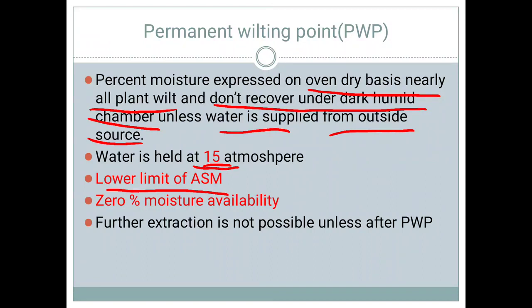Field capacity is the uppermost limit, and permanent wilting point is the lowermost limit of available soil moisture, and at that time 0% moisture is available. At field capacity 100% moisture is available, at permanent wilting point 0% moisture is available, and further extraction is not possible after PWP. Further extraction is not possible after the permanent wilting point. So this is the PWP.